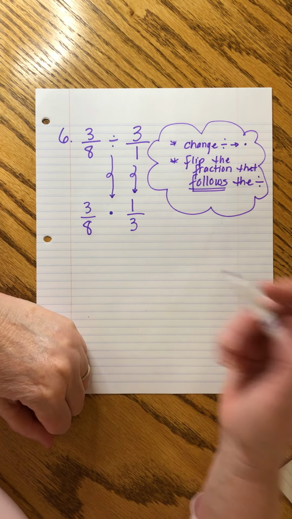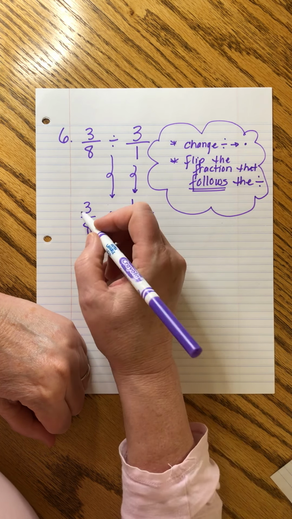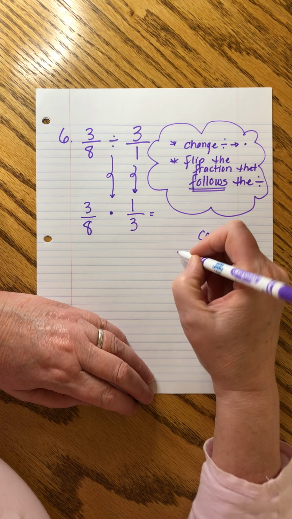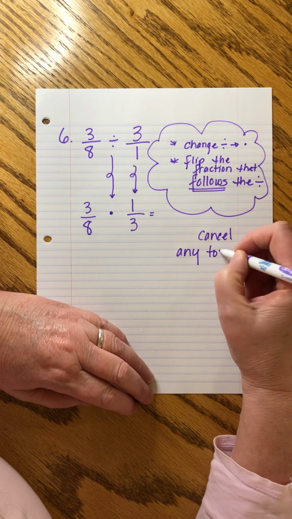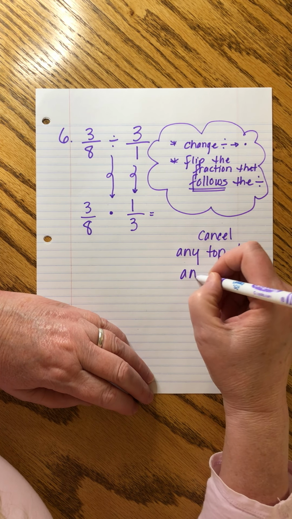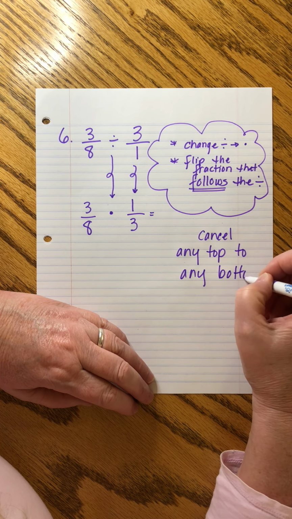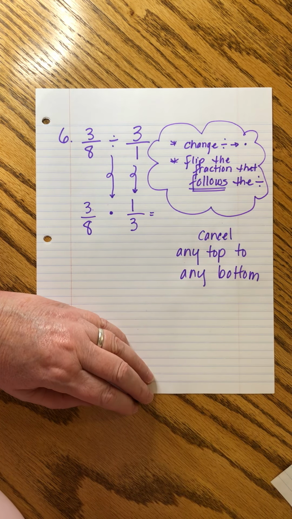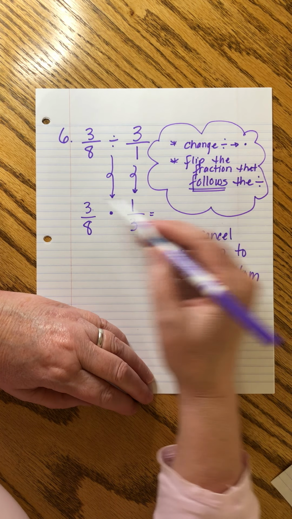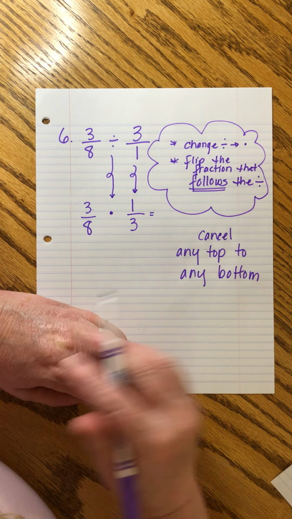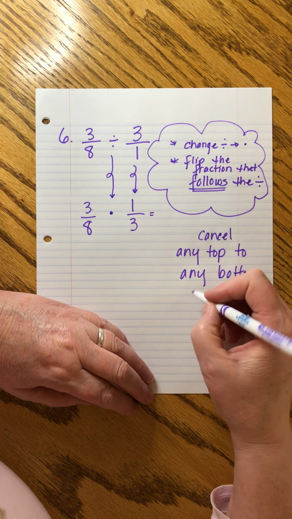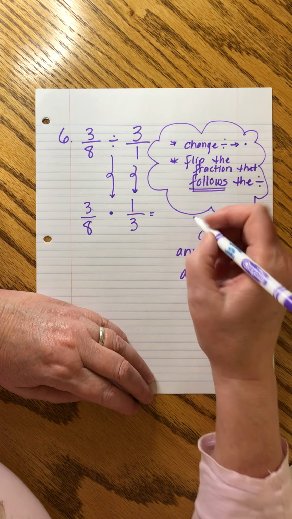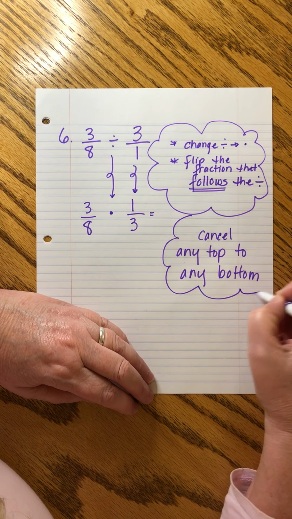Now we just multiply. And again, we can cancel, right? We always cancel any top to any bottom. Okay, we can go across like this, or we can stay within the same fraction. Sometimes we'll even have 3 fractions, and we can go in any patterns across and bottom. We can cancel any top to any bottom. That's what I wanted to say. Nothing to add to that.